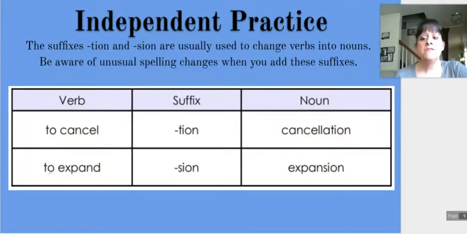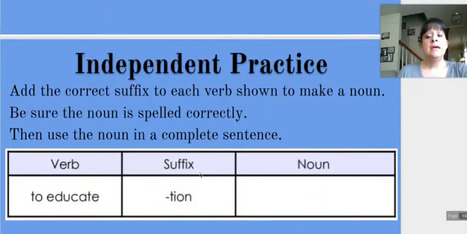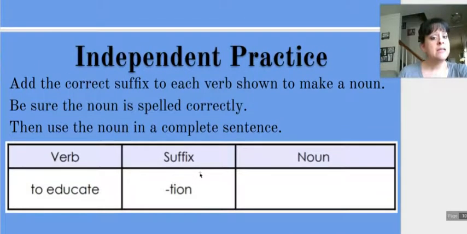Then down here we have the verb to expand. We add S-I-O-N. Now, today we're only going to focus on T-I-O-N. So let me show your practice for today. You're going to add the correct suffix. And again, today we're just focused on T-I-O-N, to each verb to show that it's a noun. Then you are going to make sure it's spelled correctly. So you're going to write it right here. You can use the text tool or the drawing tool to write it. It's really best to use the text box because then I can read it carefully. Sometimes when you use the drawing tool, I can't read the handwriting in Seesaw. So keep that in mind.